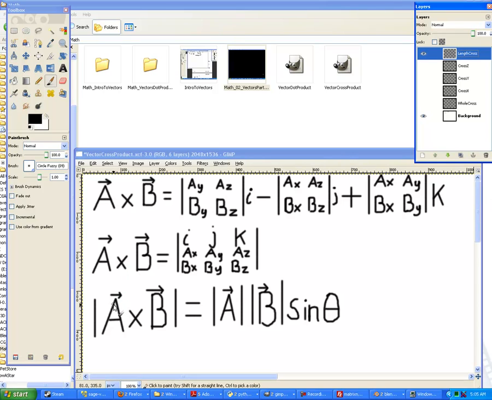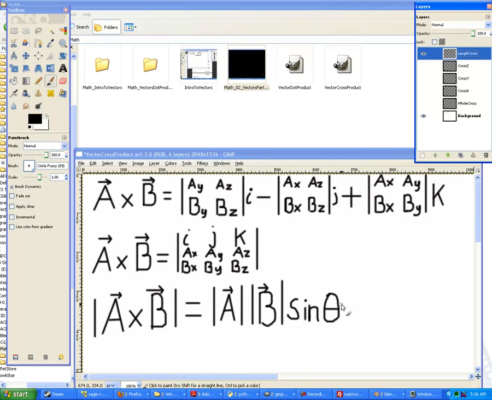Alright, so the magnitude of A cross B, which would be your resultant normal vector, is equal to the magnitude of vector A times the magnitude of vector B times the sine of theta. So you can get the same result from that, apparently. And if you need to use that algorithm, cool, then there it is.